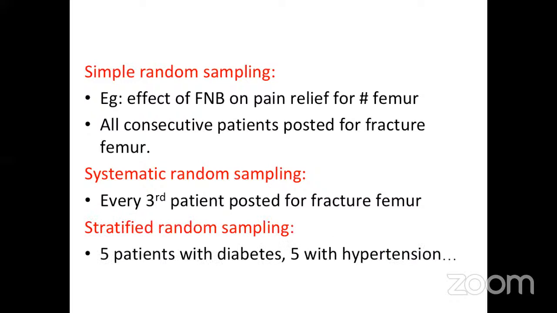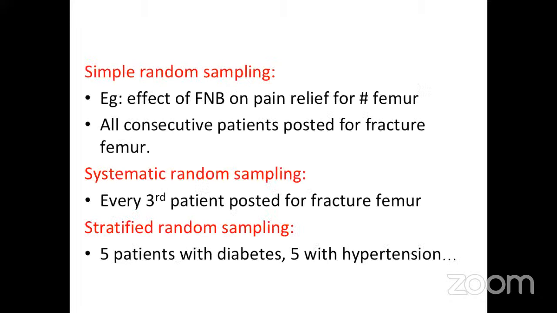Stratified random sampling, as I told, is 5 patients with diabetes with fractured femur, 5 patients with hypertension with fractured femur, 5 patients with long-standing fractured femur, 5 patients with acute fractured femur, 5 patients with some other type of fractured femur. Likewise, if you go on stratifying them and include them in the final sample size of 30, that becomes stratified random sampling.